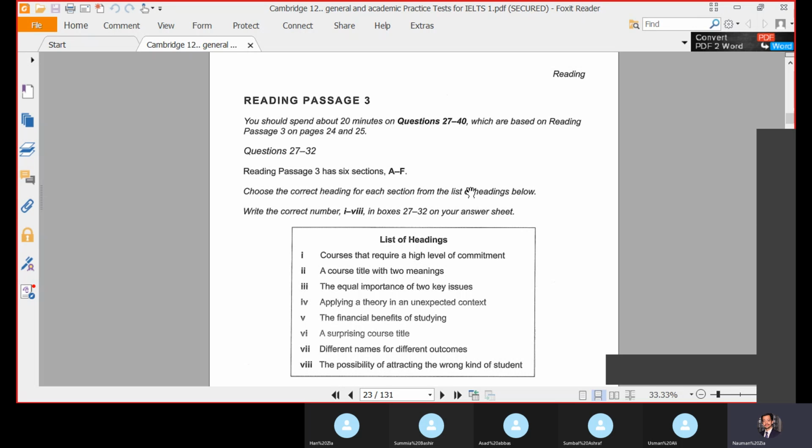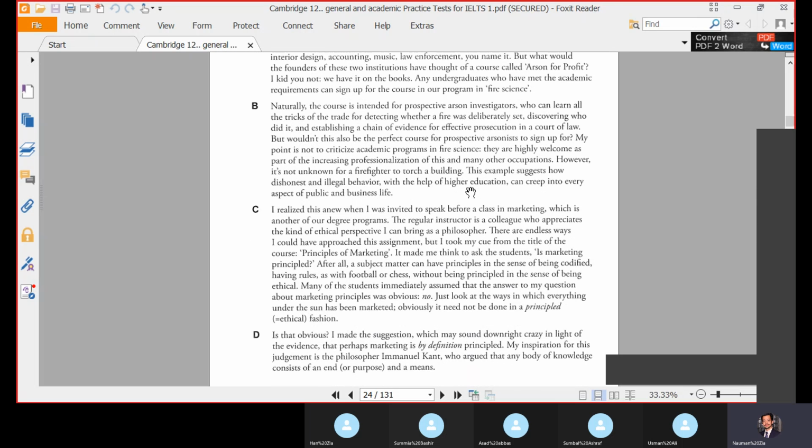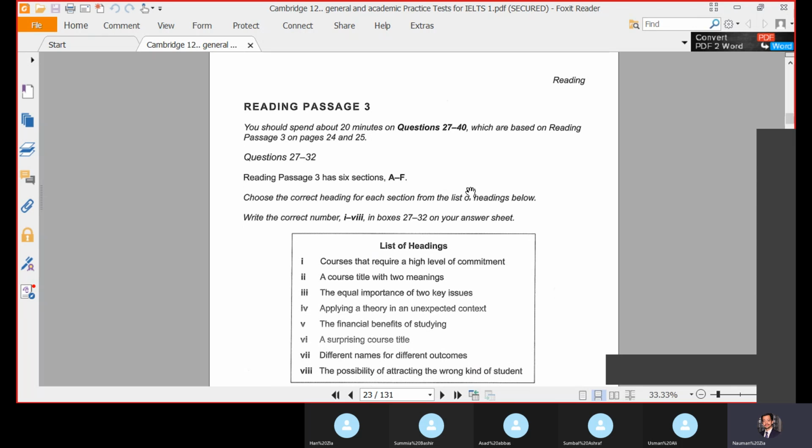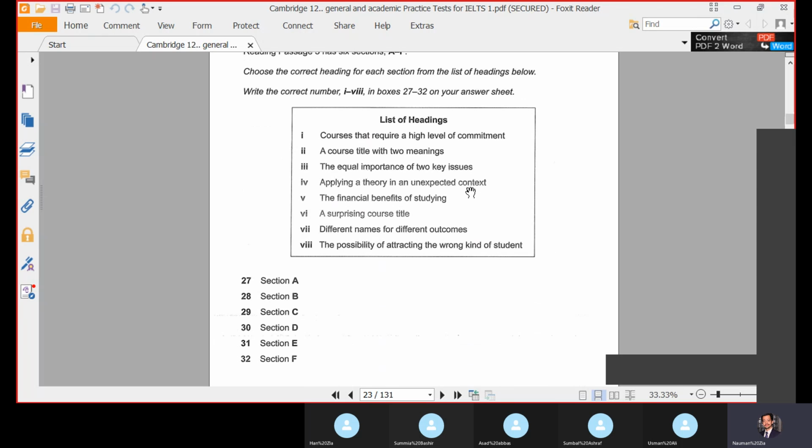Reading passage 3 has 6 sections A to F. These are the paragraphs in the next 2 pages. Write the correct number 1 to 8 in boxes 27 to 32 on your answer sheet. 27 to 32. These are the questions. You can see below the list of headings, right? Now, what is the first step to solve match the heading questions? First step is to find out the keywords from the list of the headings, right?